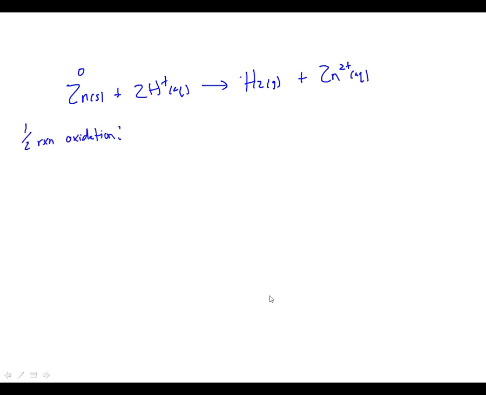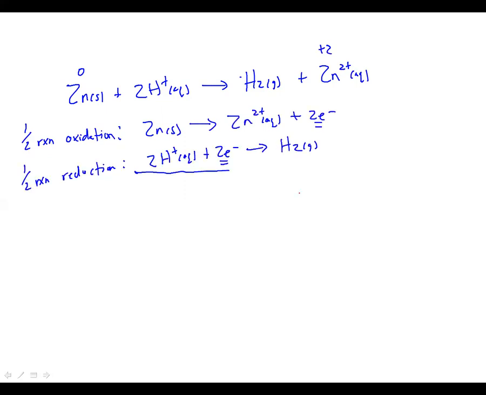So we can write our half reactions as well, right? Our half reaction for our oxidation. Again, it's our zinc going from 0 to +2. So we would have our zinc going to zinc with a +2 charge and our 2 electrons. Again, electrons on the product side here, as it's an oxidation, they're being given off. And electrons on our charge.